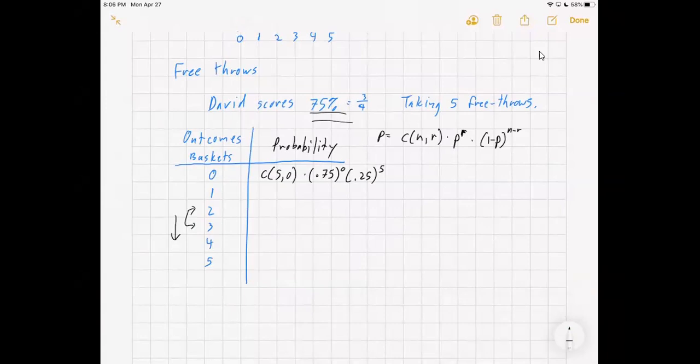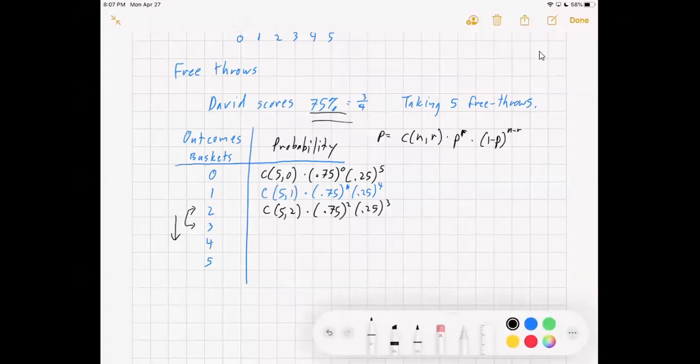Okay, then the second example, that would be making 1 basket. There are 5 ways to do that if we look at the combinations, and it's 0.75, he will make 1. So that's to the first power, 0.25, because he's going to not make 4 of them. And then flipping back, this will be the combination of 5, 2. So this is the probability of making 2 of them and not making, let's see, 3 of them. All right, we can keep on going.